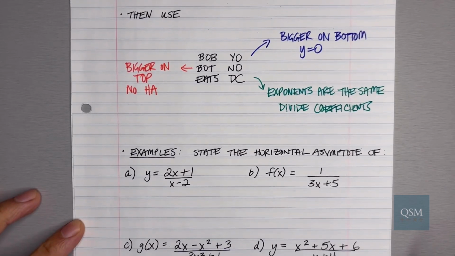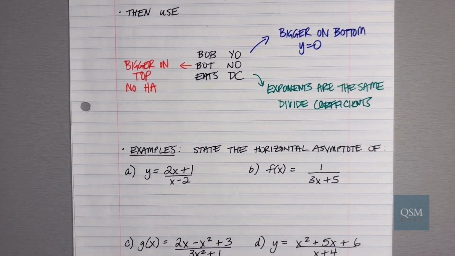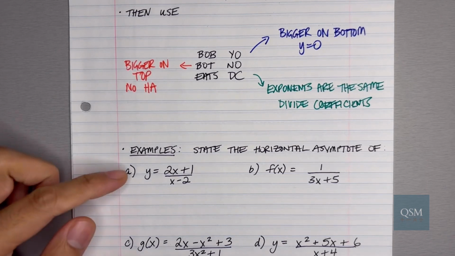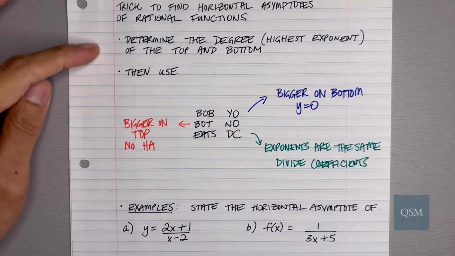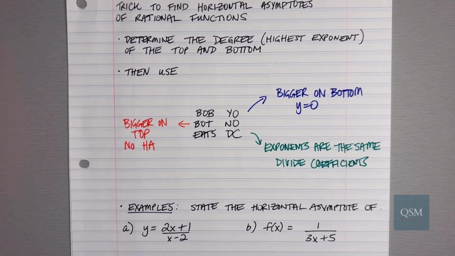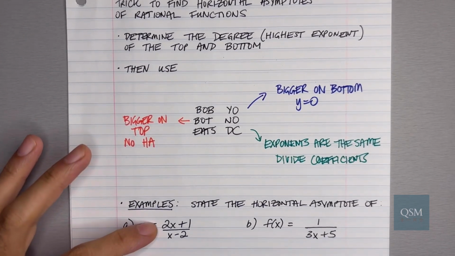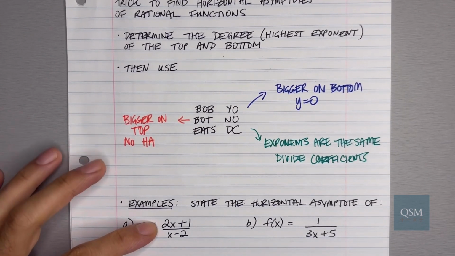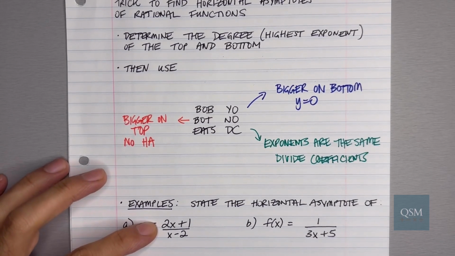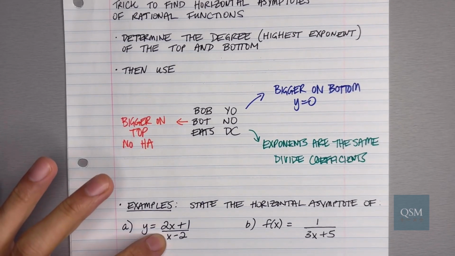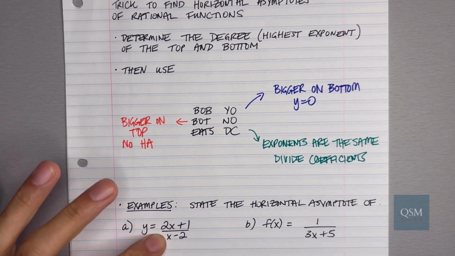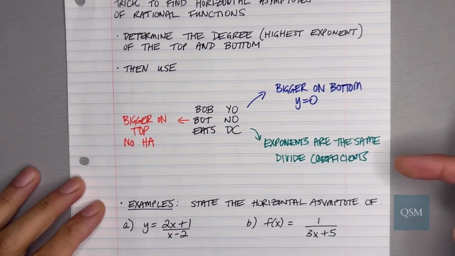So here we're asked to state the horizontal asymptote of these rational functions. And the first one we have here is y equals 2x plus 1 over x minus 2. So first thing we're going to do is determine the degree, the highest exponent of the top and the bottom. On top, we have a linear function, 2x plus 1. The degree is 1. And on the bottom, we have another linear function. The degree is 1. So that means we're dealing with this situation.